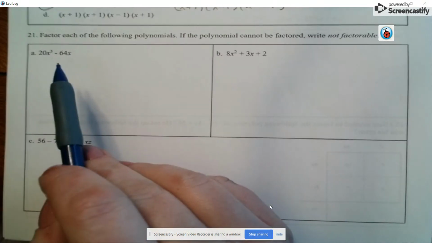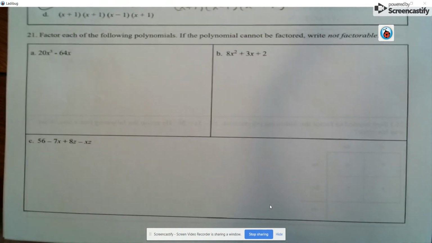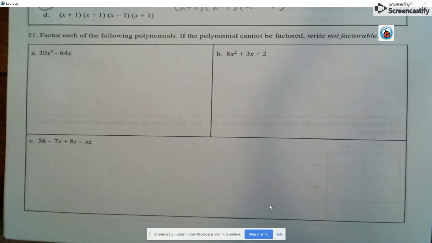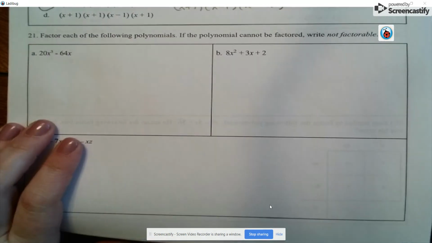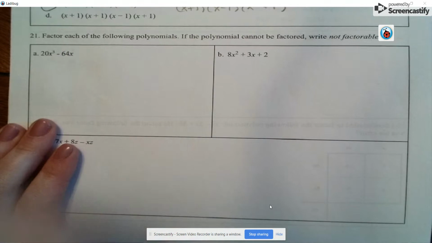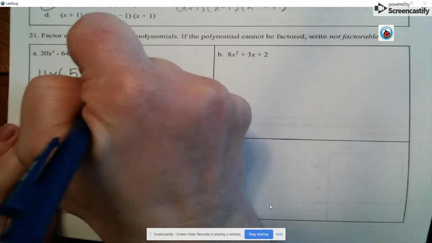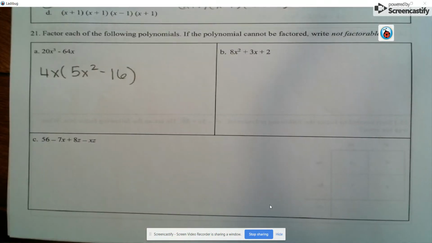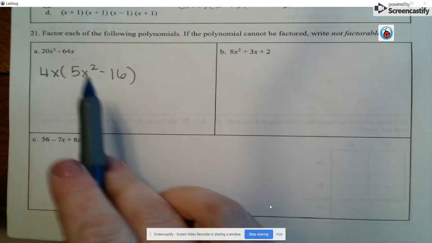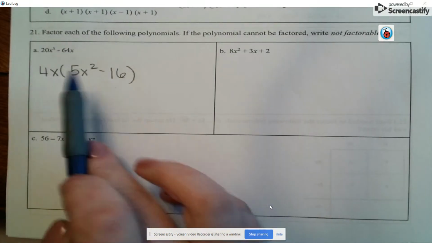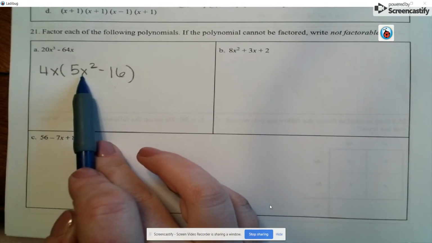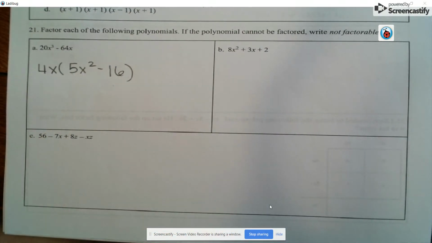So first thing I know for A is that they definitely have common factors. There is a GCF, so I'm going to start by doing that for number 21. Okay, so I know for sure that they share 4. They each share an x too, so I'm going to factor out 4x, and then it'll leave me with 5x squared minus 16. Which I believe is as far as I can go because neither of these are perfect squares. Well, 16 is a perfect square, but 5 is not a perfect square, so I can't do dots. So my final answer is just that.